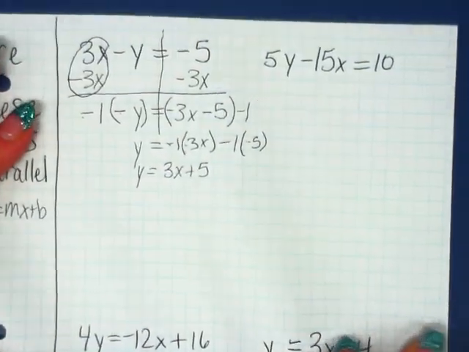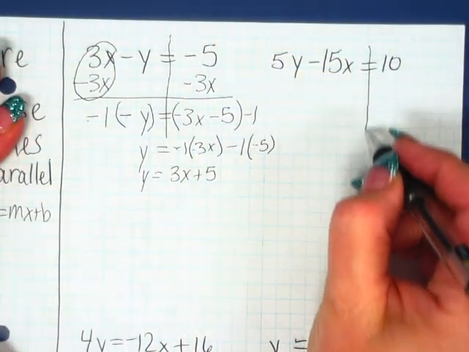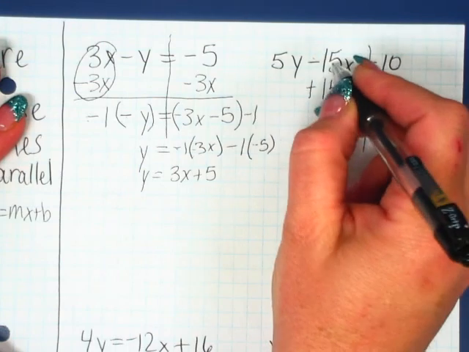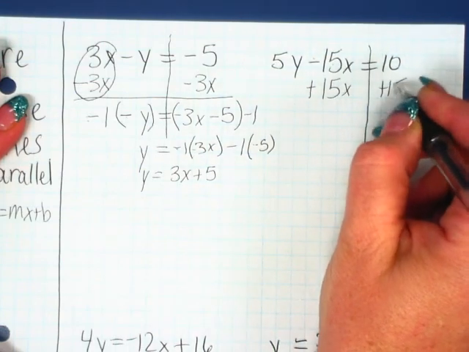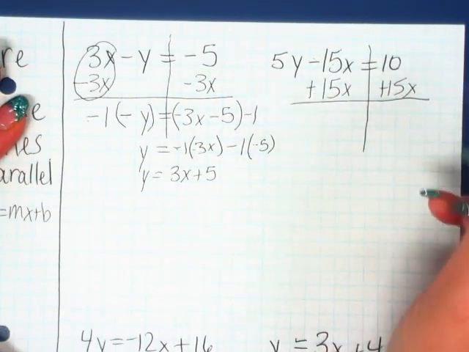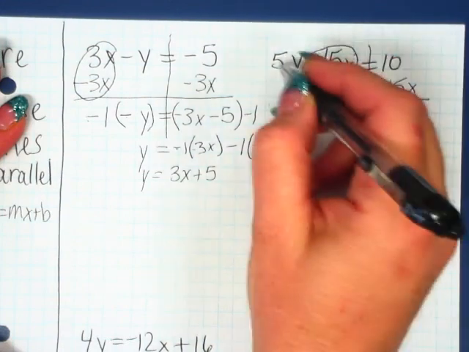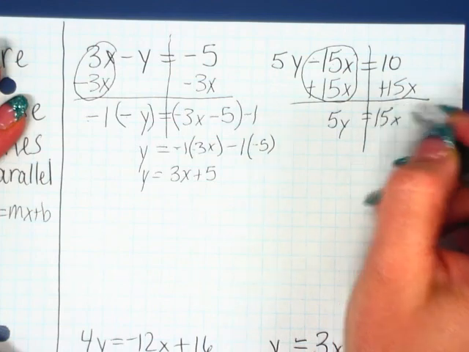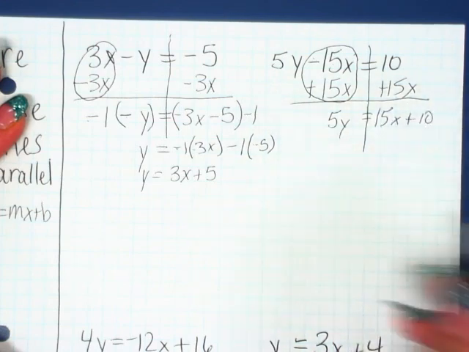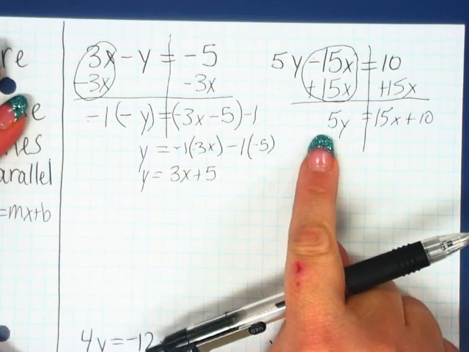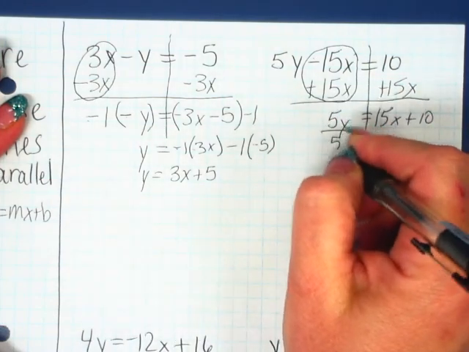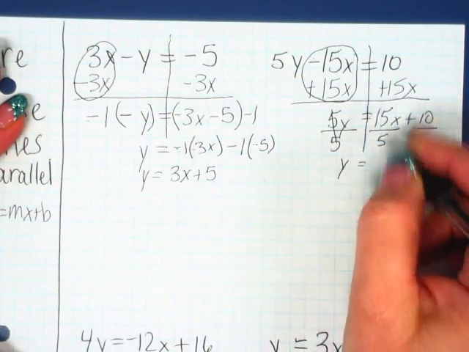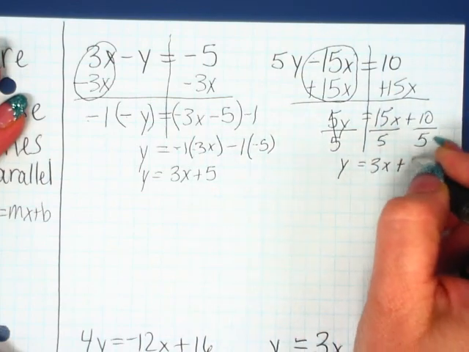Let's go ahead and get this one in that same form. Let's first move the x over. It's a negative 15x, so we add 15x to both sides. This gives me that 0 I was hoping for. 5y equals 15x plus 10. Now we want to get rid of that 5. It's 5 times y, so the opposite would be division. Here we get y equals 3x plus 2.